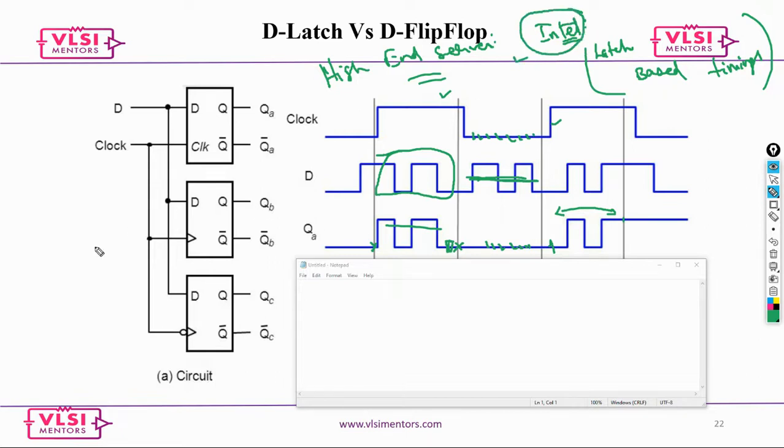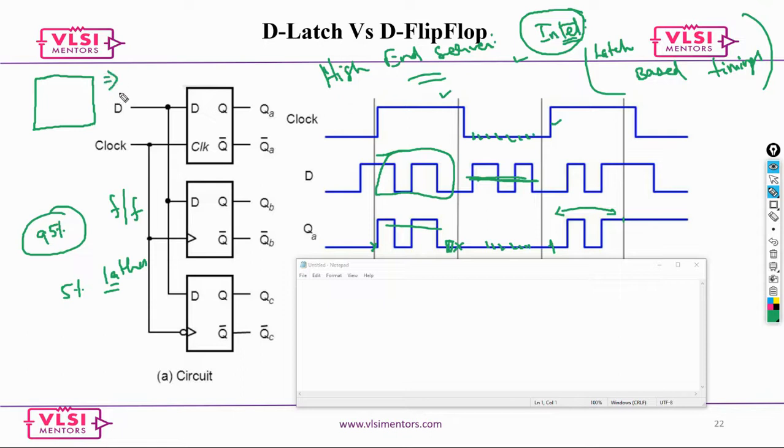But all the other companies use 95% flip-flops, and only 5% latches. Say for example, this is your complete full chip. If you take the kind of cells being used, the sequentials, you will see 95% flip-flops and 5% latches. But at Intel, it is going to be almost 95% latches, mainly if you are in the server team, server group.